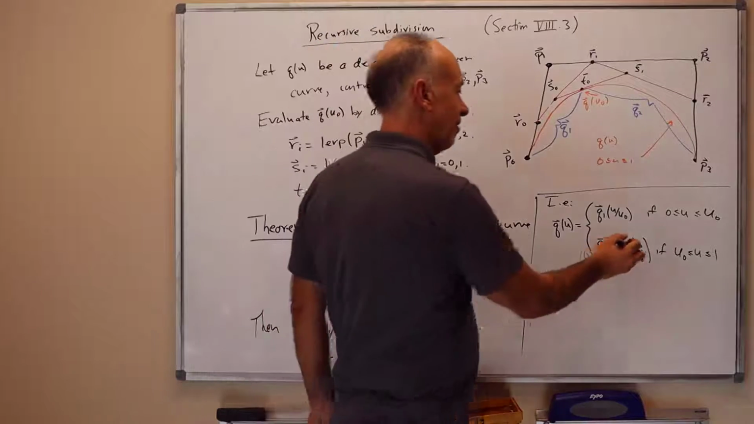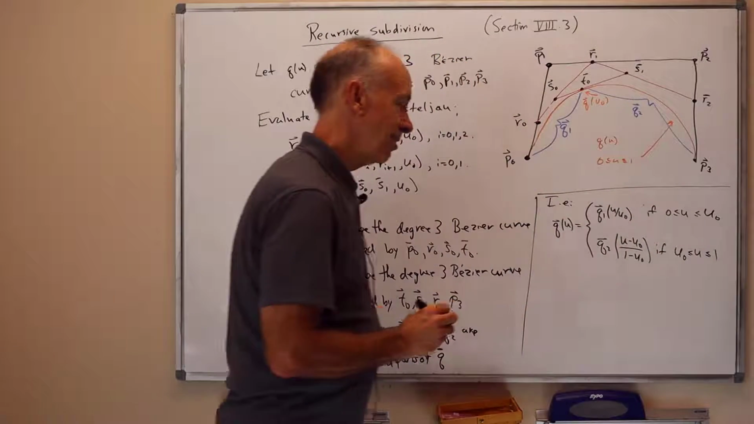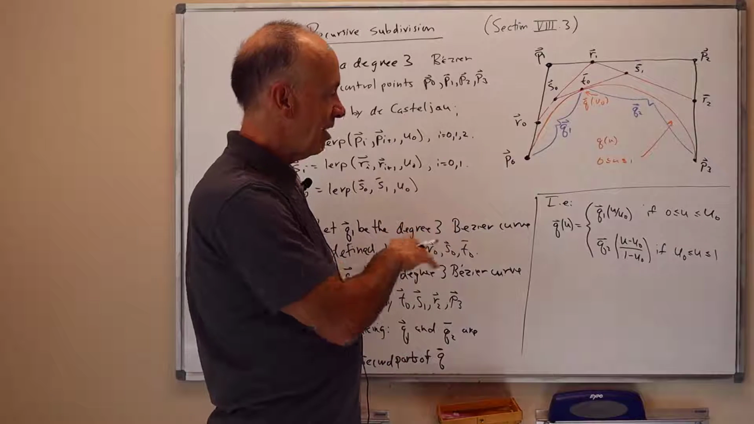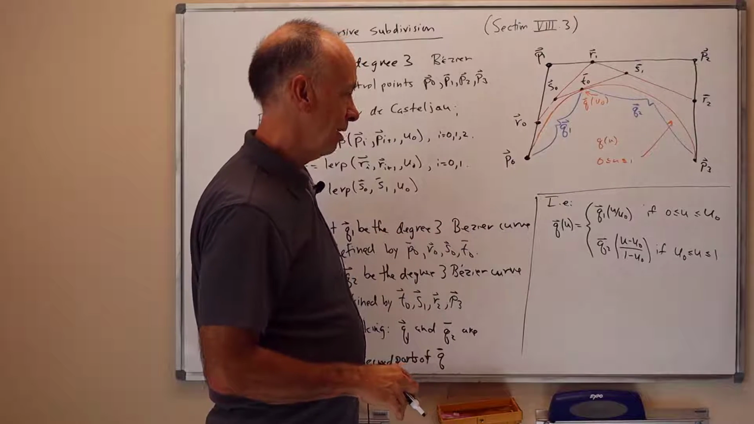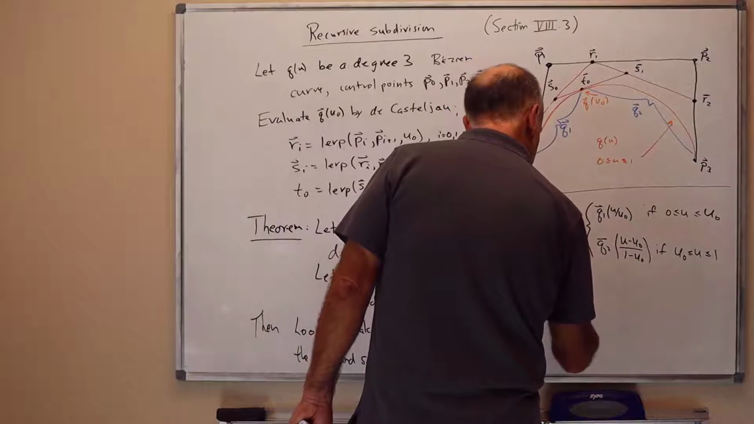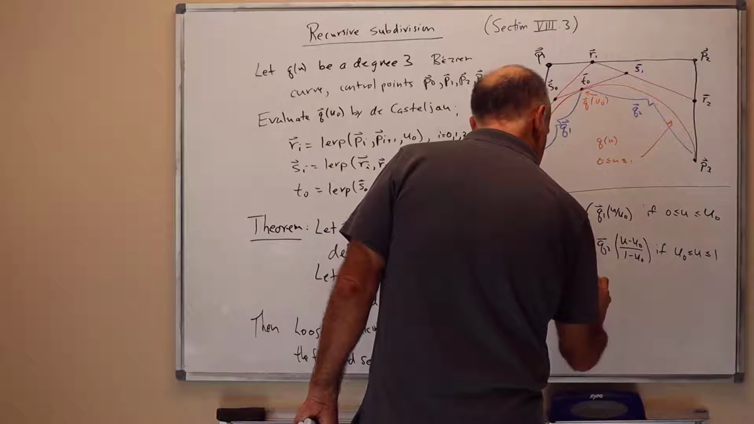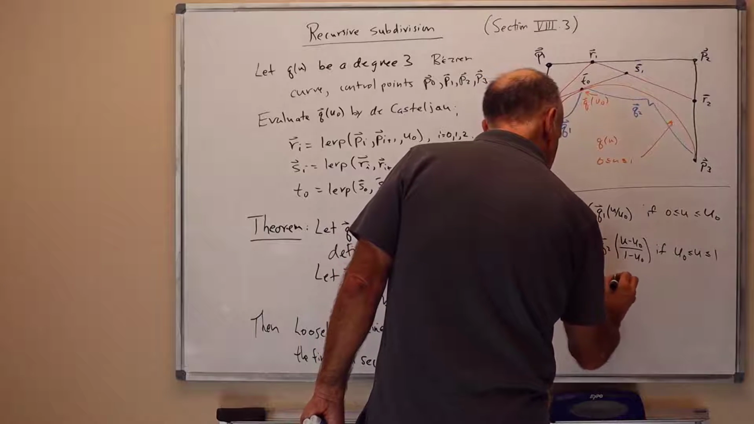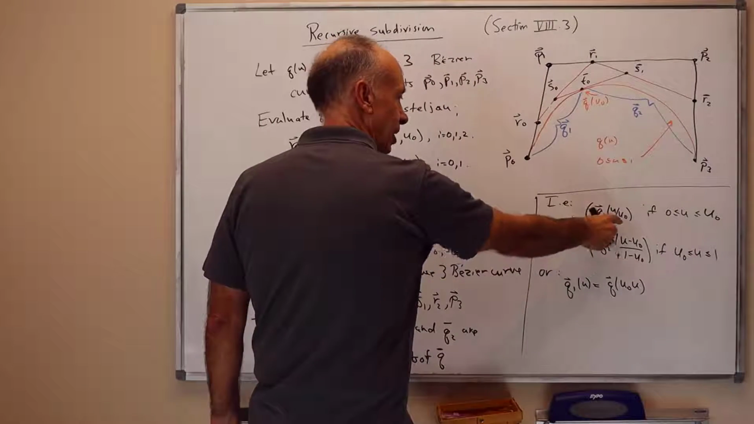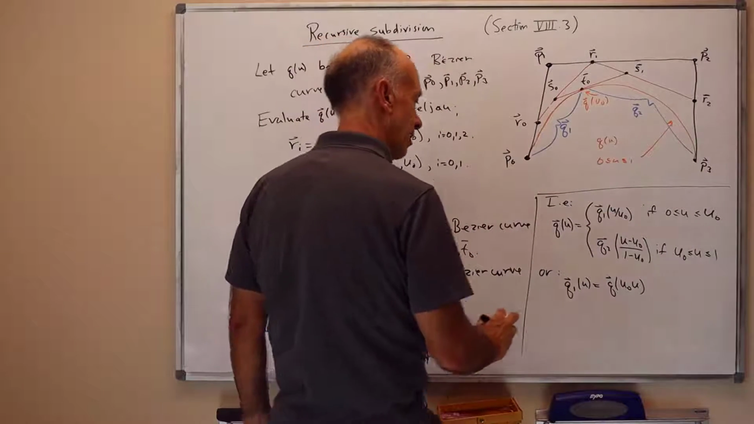Actually, writing these if statements isn't really necessary. These equalities are just true for all values of U, but this is the application that we're interested in, so that's why I wrote it this way. Or we can also rewrite this as Q1 of U equals Q of U0 times U. Just by change of variables there, we get that.